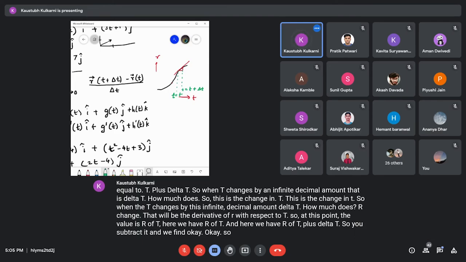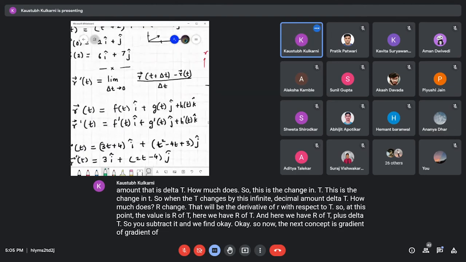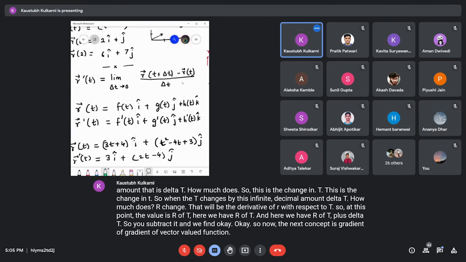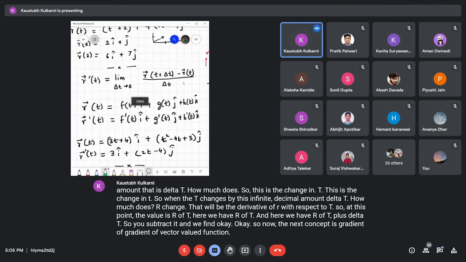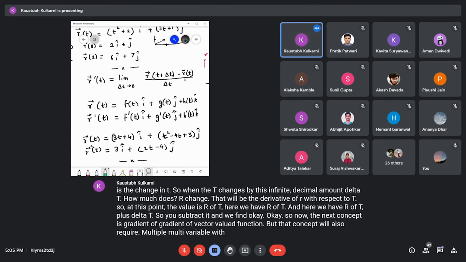So now the next concept is gradient of a vector valued function. But that concept will also require multi-variable vector valued function, which we'll see in the next lecture.